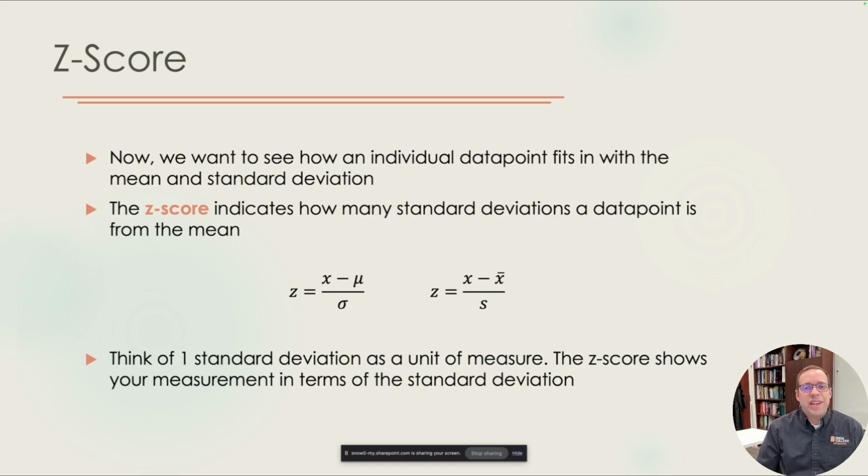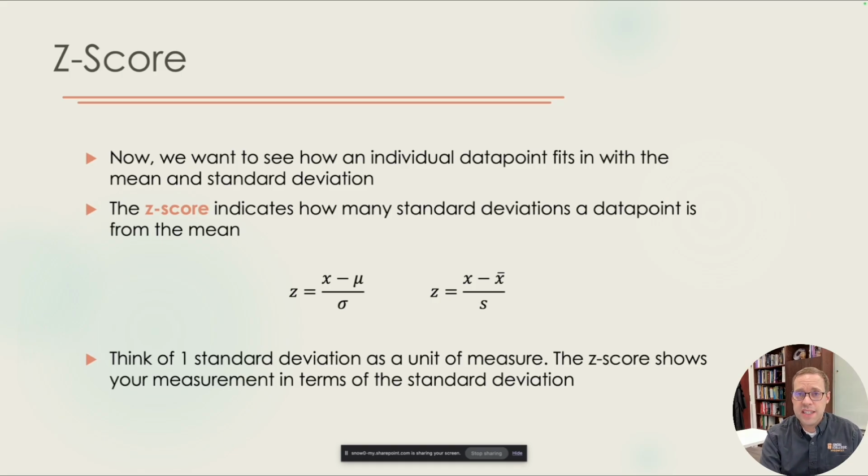We said we want to see how an individual data point fits in with the mean and the standard deviation of a particular data set. The z-score then indicates the number of standard deviations a data point is away from the mean. And here's the equation I showed you to calculate a z-score. Just simply take its value, subtract the mean, see how far away it is, and then divide by the standard deviation. Then it'll give you the number of standard deviations your point is away from the mean.